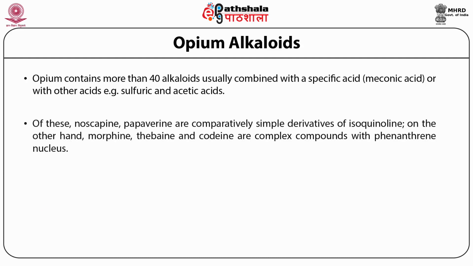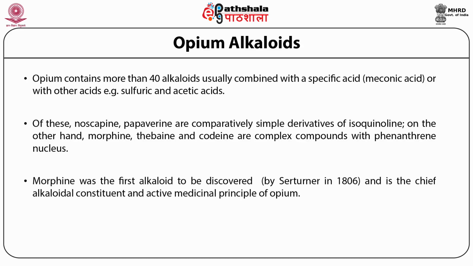Of these, noscapine and papaverine are comparatively simpler derivatives of isoquinoline, as shown in the lower panel. On the other hand, morphine, thebaine, and codeine are more complex, having the phenanthrene nucleus shown in the middle of the right-hand side. Morphine has another first associated with it: it was the first alkaloid to be discovered and isolated in crystalline form. It is the chief alkaloidal constituent responsible for the medicinal activity of opium.